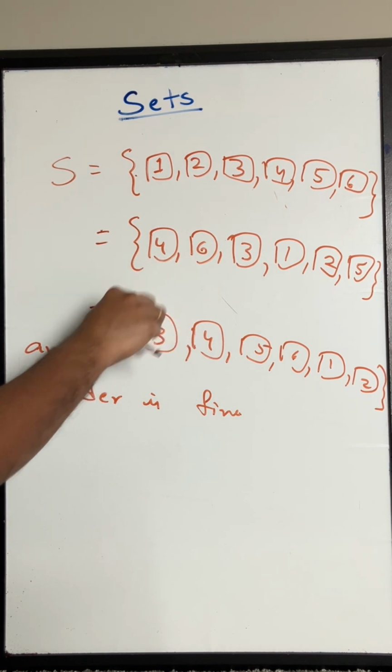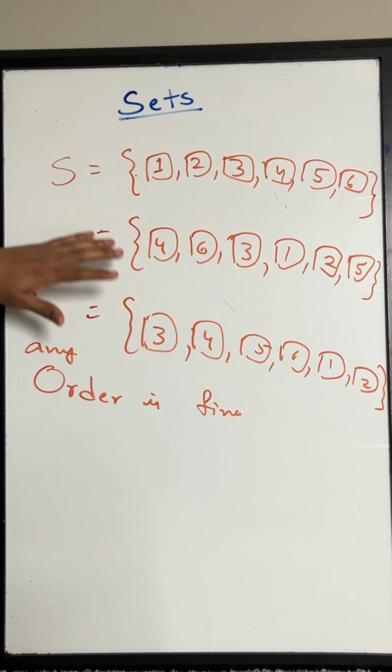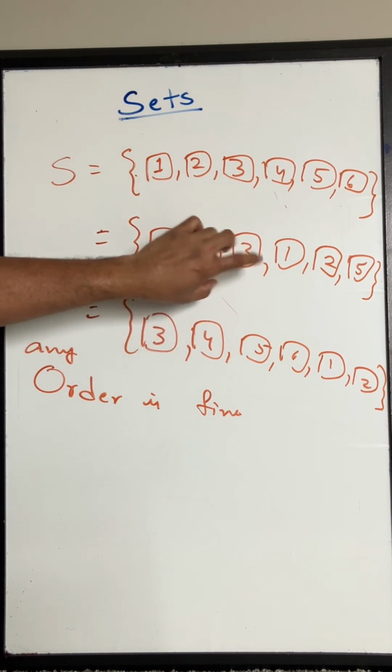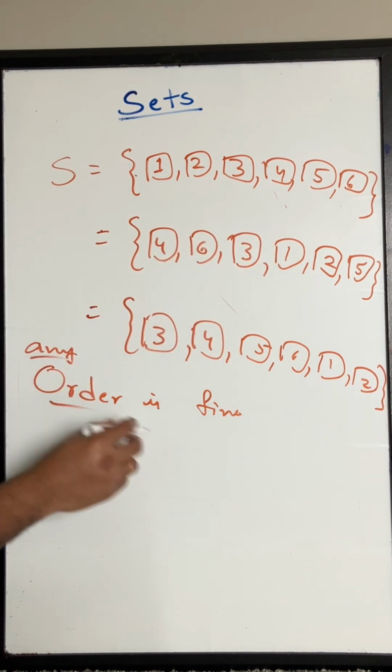That's what it means. Don't introduce any new elements in this one. That is not correct. The same elements, you can randomly arrange them. Any order is fine. Thank you.